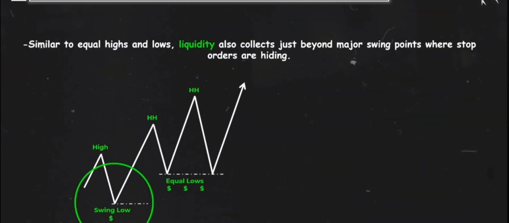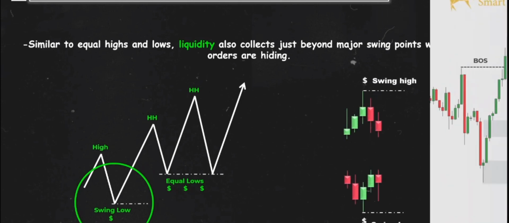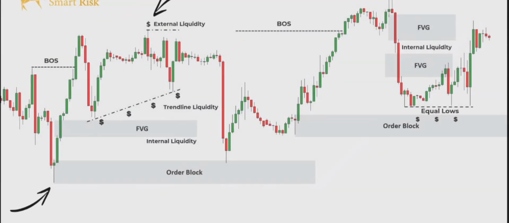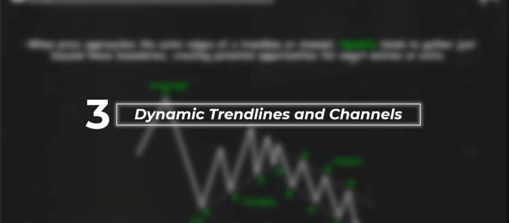Similar to equal highs and lows, liquidity also collects just beyond major swing points where stop orders are hiding. For example, inside this range, this swing high acts as a buy-side liquidity pool that we can target for future exits or profit-taking. Number 3. Dynamic trend lines and channels.